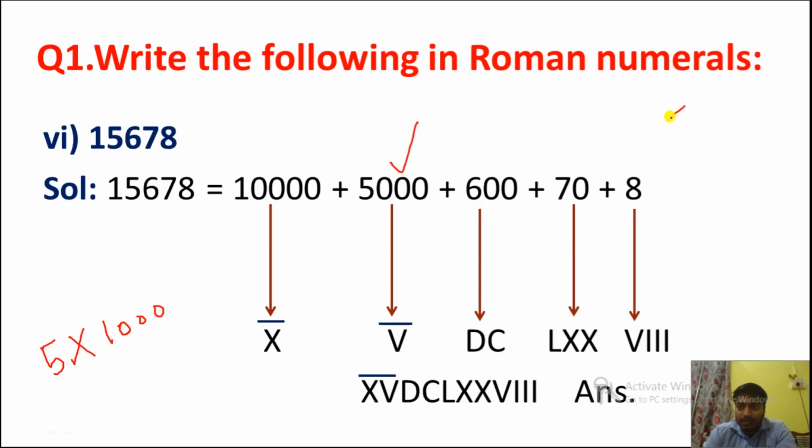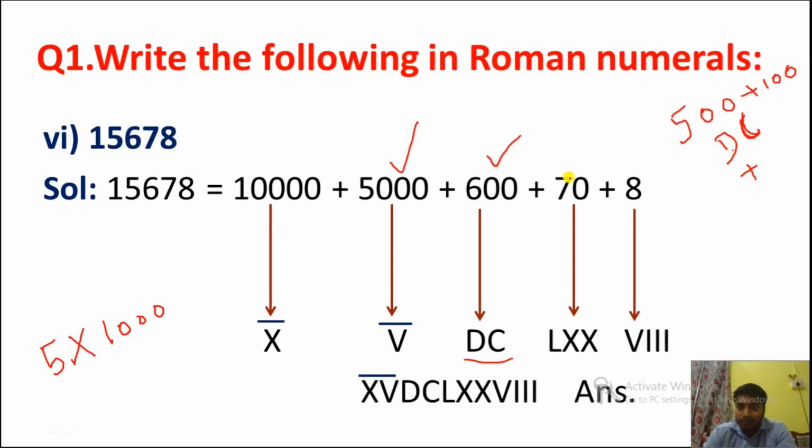We can write it like this, 500 plus 100. We have a separate symbol for 500, D, and for 100 we have C. C is the smaller value symbol, and it is retained just right side of the higher value symbol. That means there will be addition. So 500 plus 100, 600. So we will write DC here.